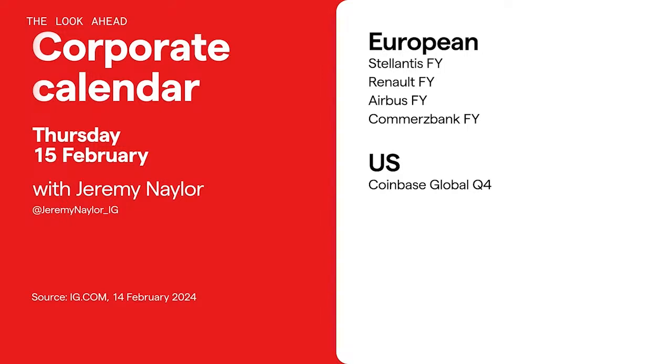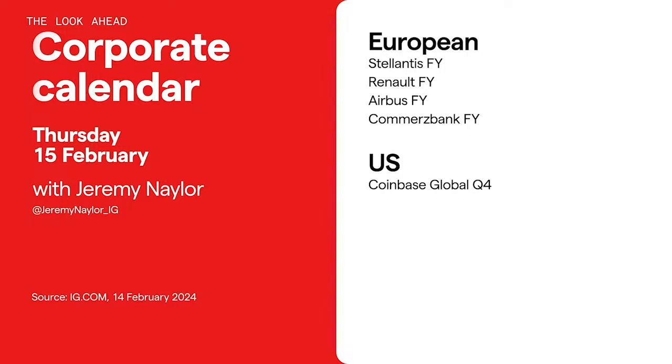And before the markets get underway on Thursday across Europe, we get numbers out from two big automakers. One is Stellantis, which owns a number of automakers around the world, and Renault, both on full year numbers. Airbus, full year figures as well, and also get the numbers out from one of Germany's largest banks, Commerzbank, also for the full year. And then on to the US with Coinbase Global on its fourth quarter numbers.